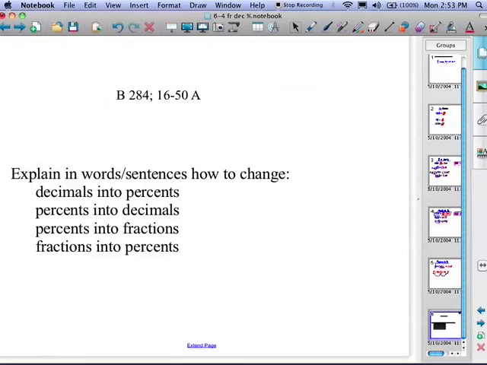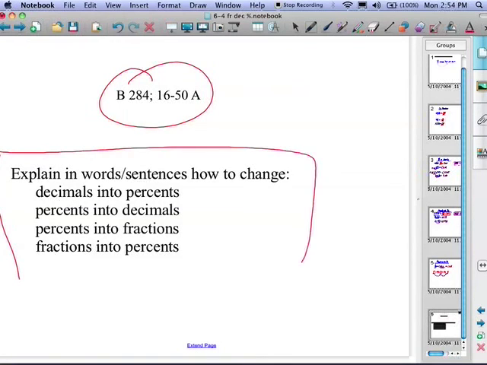Your homework today is twofold. First, you're going to solve the problems on page 284, problems 16 through 50, all of them. Yes, I recognize that's quite a bit of work, but I want to make sure you get to see all 4 types of problems, fractions, decimals, and percents. And make sure you write them in all 3 forms for every problem. And then, finally, you'll probably end up doing this for homework tomorrow night, explaining in words and sentences how to change a decimal into a percent, percents into decimals, percents into fractions, and fractions into percent.